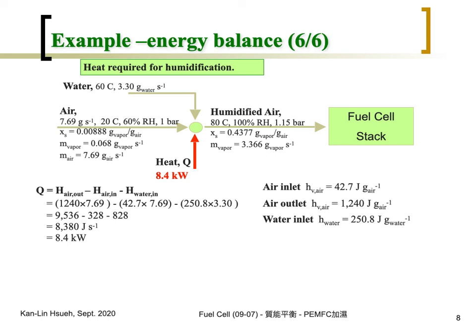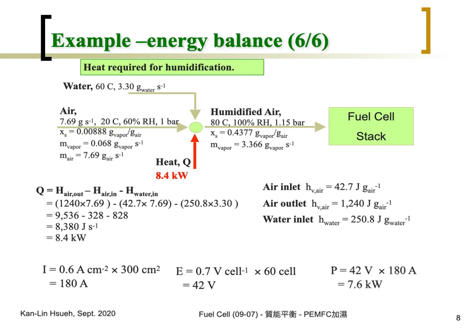So this is a number, but also we can calculate the fuel cell output electricity, because this fuel cell is 0.6 amp per square centimeter with a 300 square centimeter area. So output current is 180 amps, and then the cell voltage is 0.7 volt per cell, and then we have 60 cells. So the output voltage is 42 volt. So output power is equal to voltage times the current, which is 7.6 kilowatt.